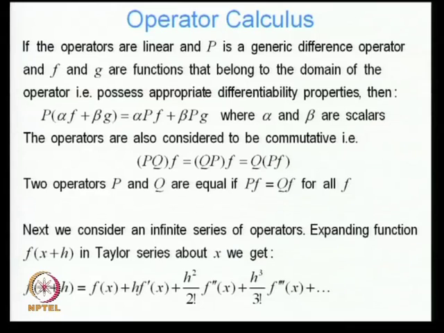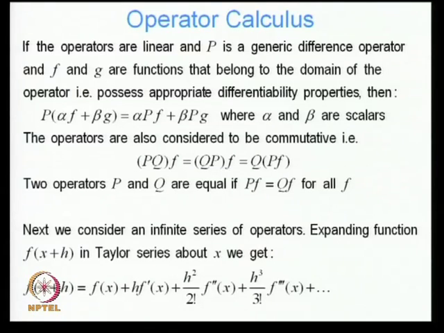P is any generic difference operator, and f and g are functions that belong to the domain of the operator, that is, they possess appropriate differentiability properties, right. Then P operating on alpha f plus beta g is equal to alpha P operating on f plus beta P operating on g, where alpha and beta are scalars, right. We also assume that the operators are commutative, that is, if I operate on f with first q and then p, that is the same thing as if I operate on f with first p and then operate on the result with q, right.